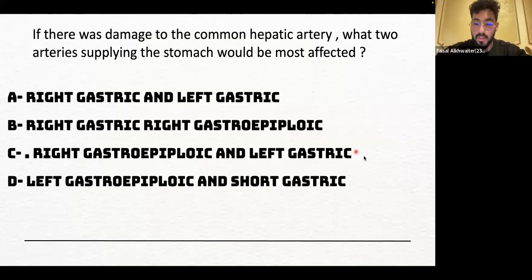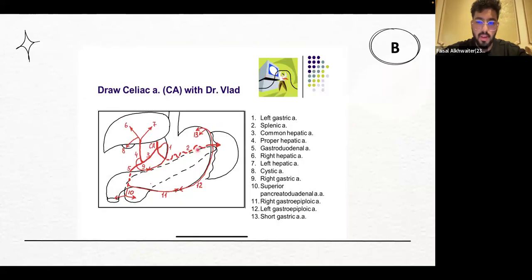Mashallah, great, nice explanation. What your friend says is completely true. As you can see, it says the common hepatic. This is the common hepatic, number 3. So if we cut the artery here, if we ligate it here, as we said, the right gastric artery and the right gastroepiploic, everything past number 3 is going to be affected. Number 4, proper hepatic, 7, 6, 8, which are the left hepatic, cystic, and the right hepatic, and the cystic are all going to be affected.